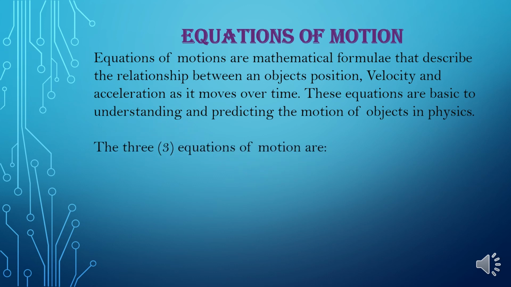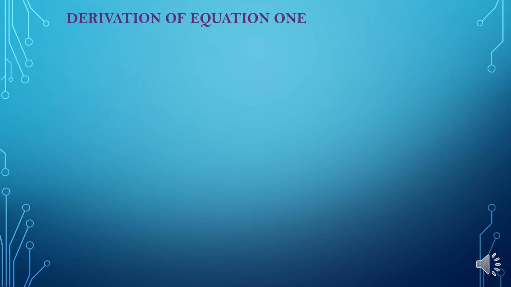So the three equations of motion are, where each variable has its significance. And so we're going to dive into the derivation of each of the equations of motion, beginning with equation 1.